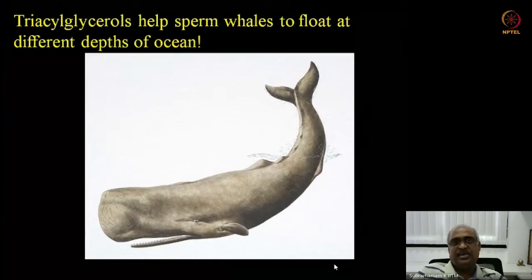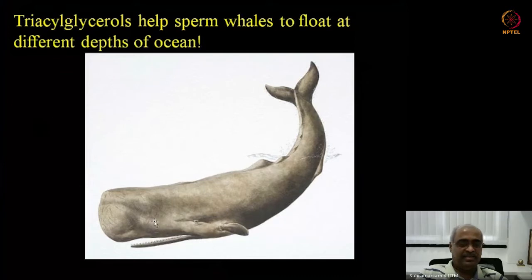A mixture of them, with varying lengths and varying degrees of unsaturation, all of that can give you a mixture such that the melting point can vary a lot. And as a result, whether it is going to be denser or less dense, all of that is determined by these two factors, the length of the chain and the degree of unsaturation.